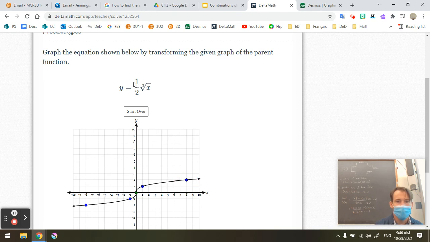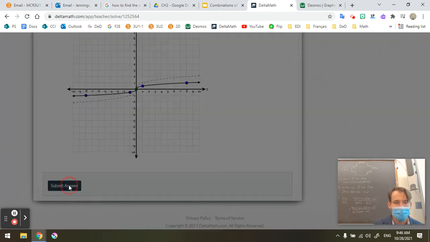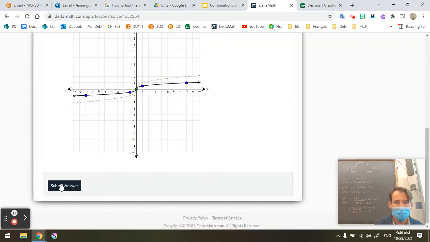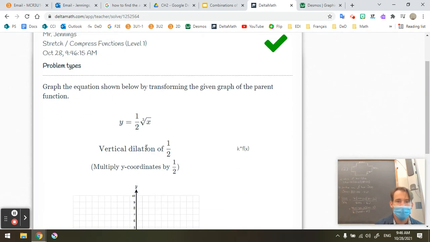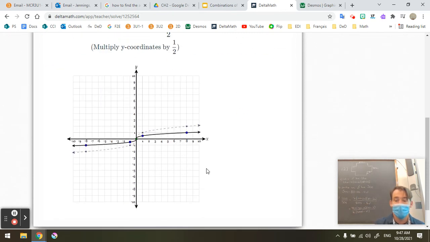I know that it's being squeezed horizontally by a factor of 1/2. It got 1/2 as high. So this point, which used to be at (8, 2), is now at (8, 1). It snaps to there. I say submit answer. Yes, and yes, it likes that. Vertical dilation, it says here. So that's a different word than we usually use. This is vertical dilation or vertical stretch by a factor of 1/2. I like the word stretch, but dilation also works.